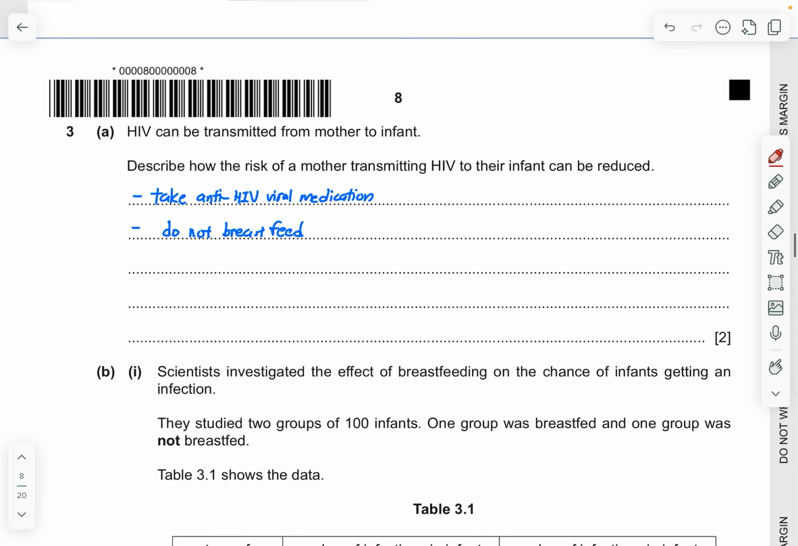Question 3. HIV can be transmitted from mother to infant. So describe how the risk of a mother transmitting HIV to their infant can be reduced. So first, the mother can have an anti-HIV viral medication, and of course reduce the chances of breastfeeding, because remember, if she has a baby, whether it's inside the placenta, the virus can actually transmit by crossing the placenta, and the baby can also get HIV too.